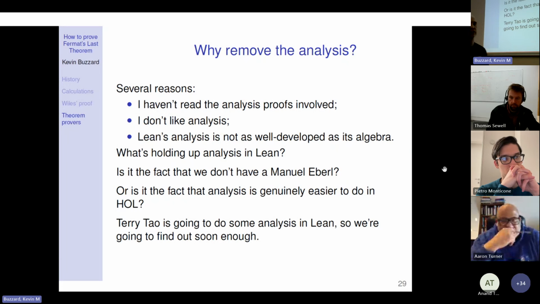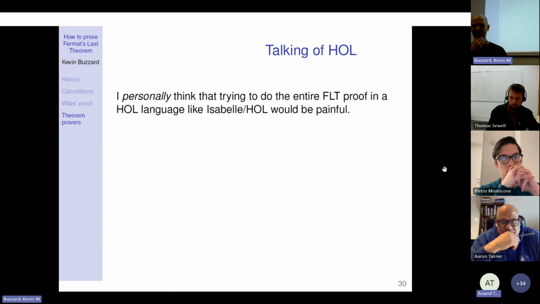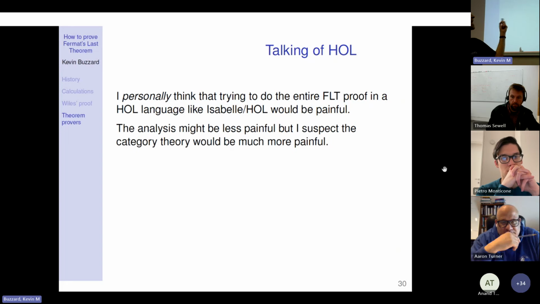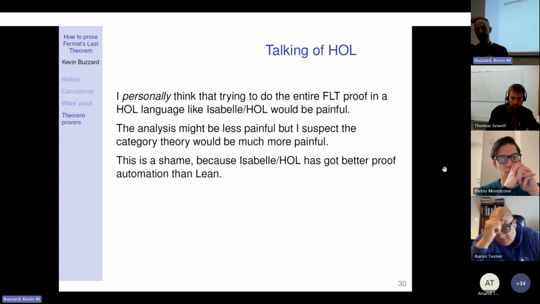But there's my thoughts on analysis. Maybe in 5 years' time, Lean will be all over Isabelle for analysis, and maybe it won't be. I just don't know. But I did consider other systems, and I think trying to formalize the proof in Isabelle would be painful. Maybe the analysis would be less painful. But what I'm worried about is the category theory, because there you do really seem to need a stronger type theory. I think that formalizing category theory in an actually usable way might be quite complicated in simple type theory.